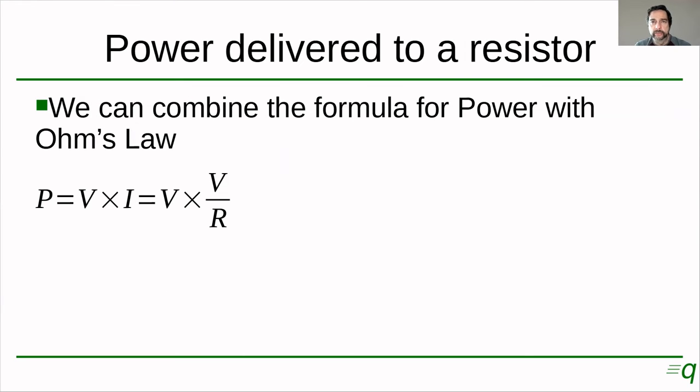So let's calculate the power delivered to a resistor. We can combine the formula for power with Ohm's law. So this is the formula for power. Power is voltage times current, but current in a resistor is voltage over resistance, right? So voltage times voltage is voltage squared, and the power can be calculated as voltage squared over resistance. So if you know a resistor and you know what voltage is applied to it, you can calculate the power delivered to that resistor.